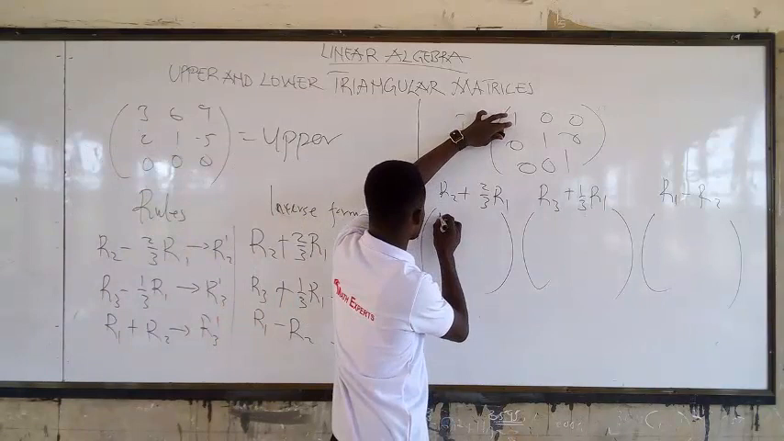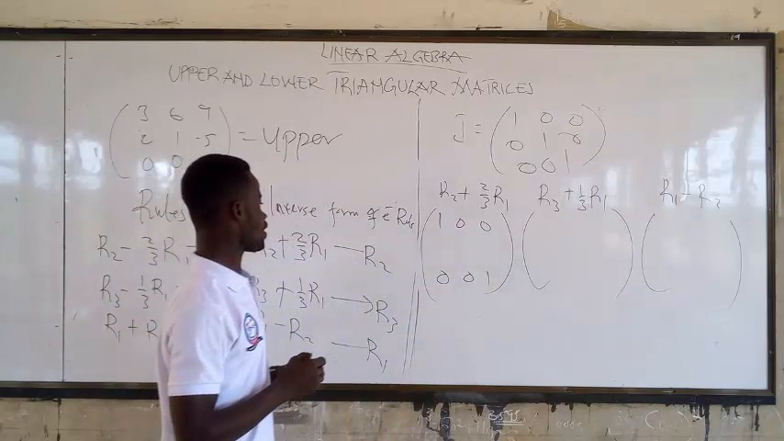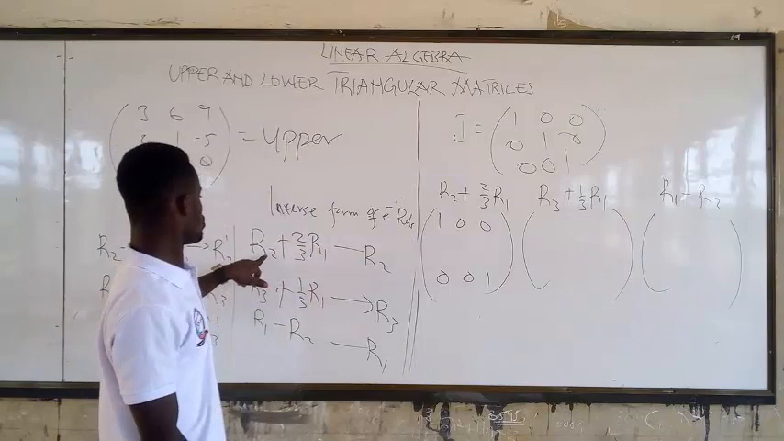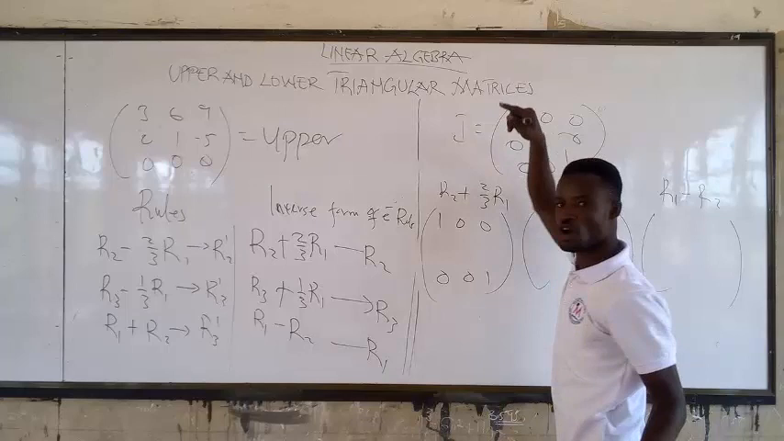We are putting it at row 3. So row 1 and row 2 will not be affected. 0, 0, 1. Alright. So now, here that is going to be affected. So, row 2. So here is 0. Then you multiply 1 by this. Then you get 2 over what? 3. How many people are getting what I'm doing? We are doing substitution here. Alright.